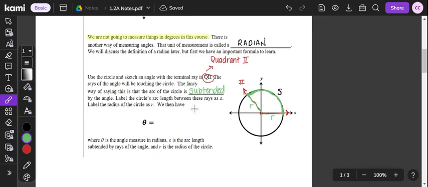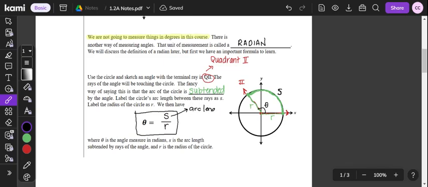All right, we then have a formula where it says the angle, so this angle is equal to S divided by R, where theta is the angle measure in radians, S is the arc length subtended by the rays of the angle, and R is the radius. So let's go ahead and label these parts of our formula. So this formula is very important. I'm going to put a box around it. I know S is my arc length.